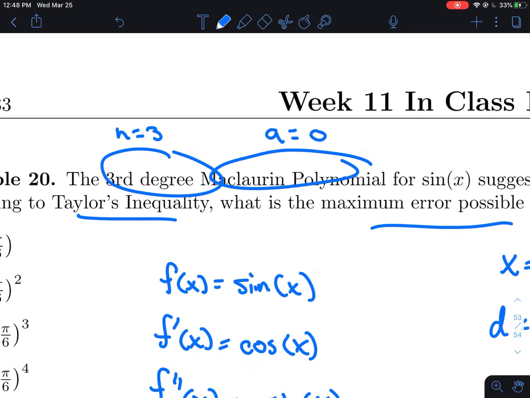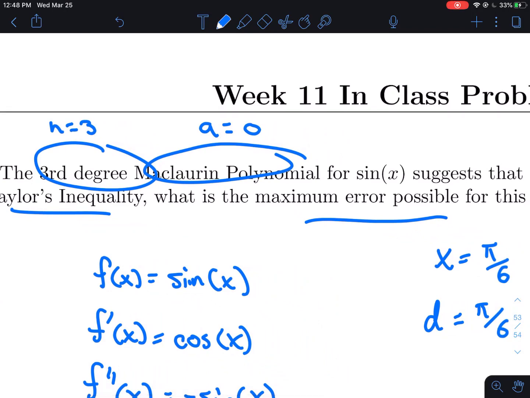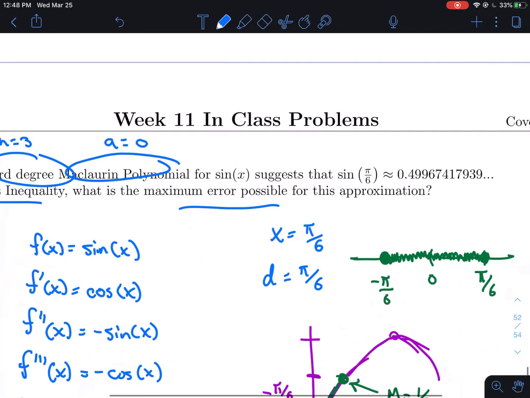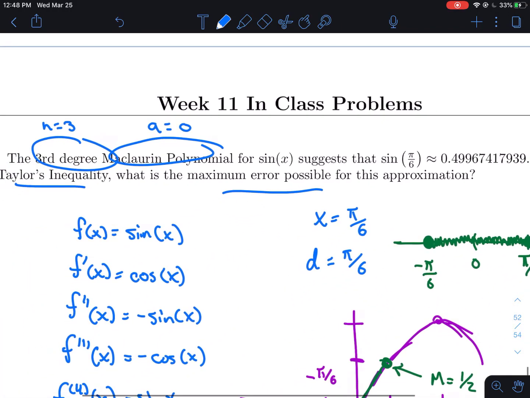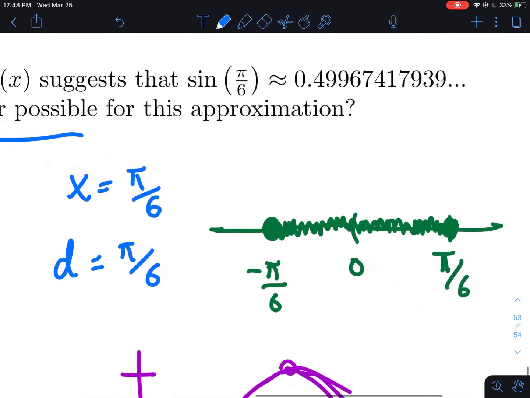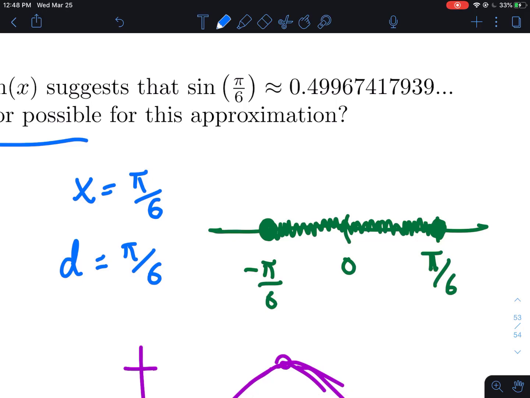It's a Maclaurin polynomial, and so therefore we know that a is going to be equal to 0, because Maclaurin polynomials are always centered about 0. That's kind of the definition of these things. Our function is sine of x, so I now know what my function is. And I want to say something about this function's value at pi over 6. So, moving on to what was part B for our last example, trying to figure out what the d value should be, so that the Taylor inequality actually talks about pi over 6.